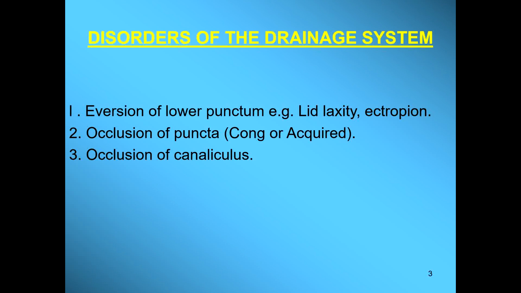If you know the anatomy of the drainage system, you know that if the upper and lower punctum are not correctly positioned, then there would be continuous tearing from the eye. This eversion of the lower or upper punctum can be a result of ectropion. Ectropion is outward displacement of the lid margin. Another cause is occlusion of the puncta, which may be congenital or acquired. Occlusion of the canaliculus can be present, but usually it is not common.